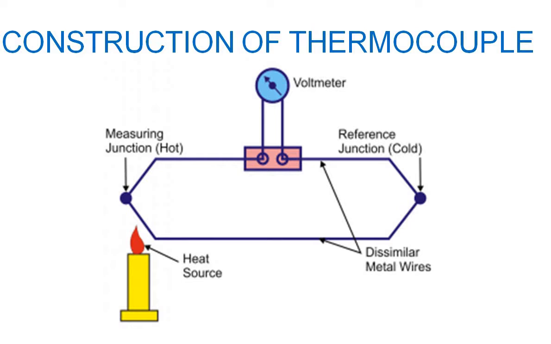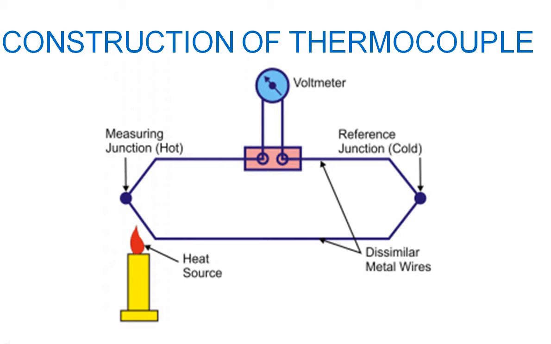Now here is the construction: the measuring junction, which we heat with a candle. Here is a voltmeter, and here is a reference junction. It is considered a cold junction. Actually, it is a reference junction: one is the heated junction and the other is the reference junction, which is why it is called the cold junction.